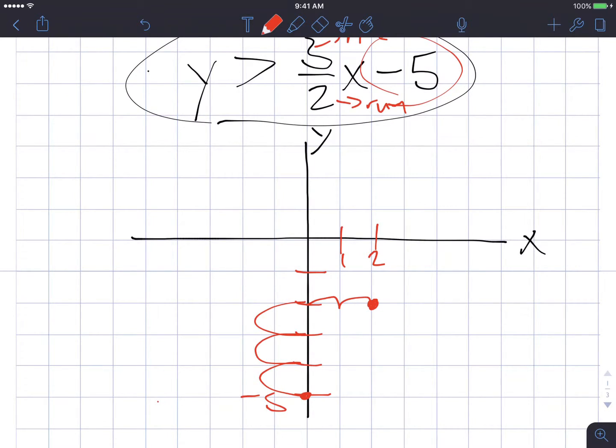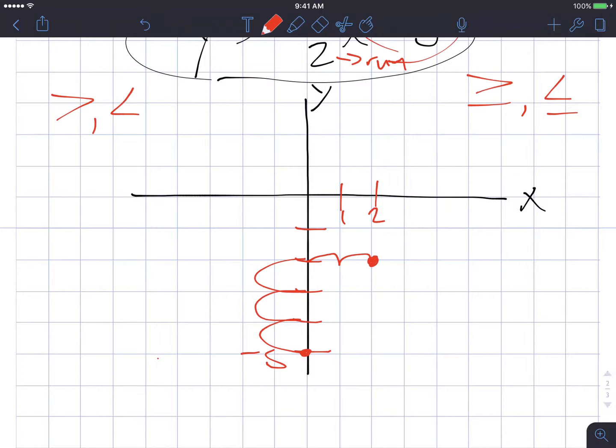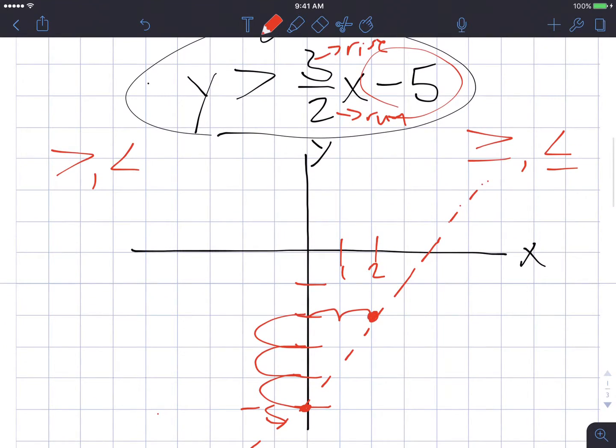Now, before drawing the line, remember that inequalities that do not have the line under them are dotted lines or dashed lines, how the book says. If they look like this, greater than or equal to, less than or equal to, then they're solid lines. So in this case, it's a dashed line. Do a dash. Okay, so simple enough. We've done these before.